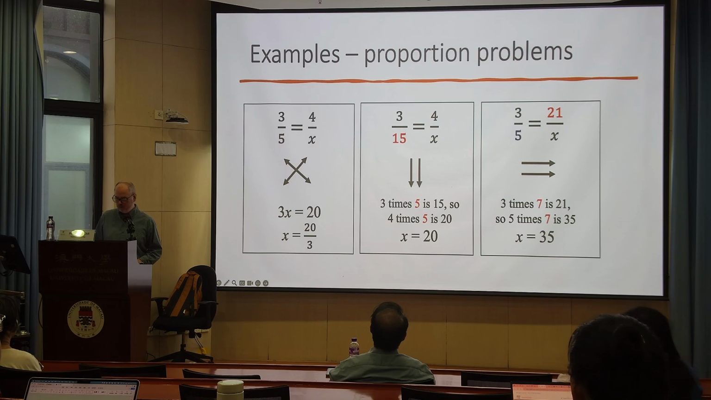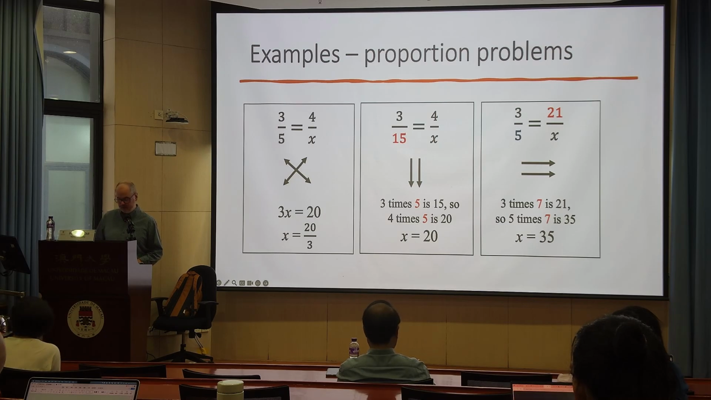But by changing one number from the problem on the left to make the problem in the middle, I've created a new problem that can be solved in a different way that I've represented with the up-down arrows. In particular, I can think of the ratio of 3 to 15 and say that 3 times 5 is 15, and so this must mean that 4 times 5 is 20. So x must be 20.